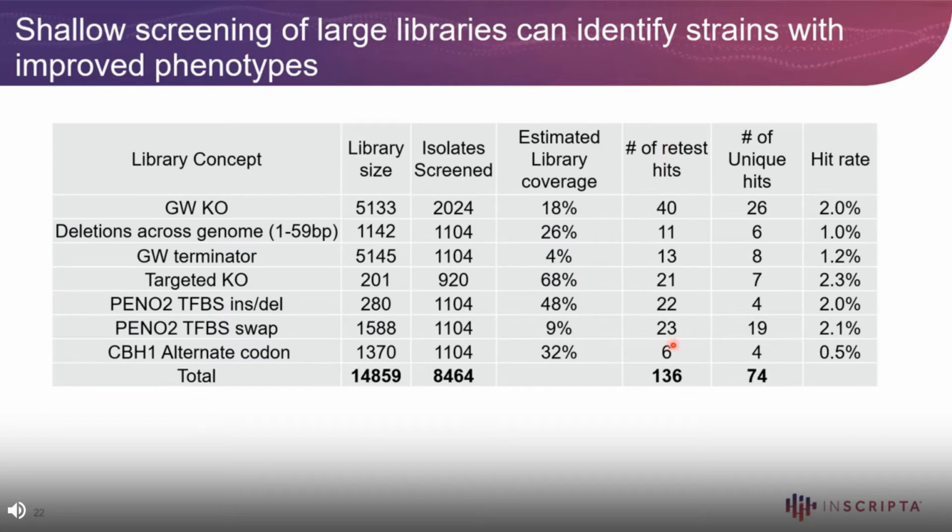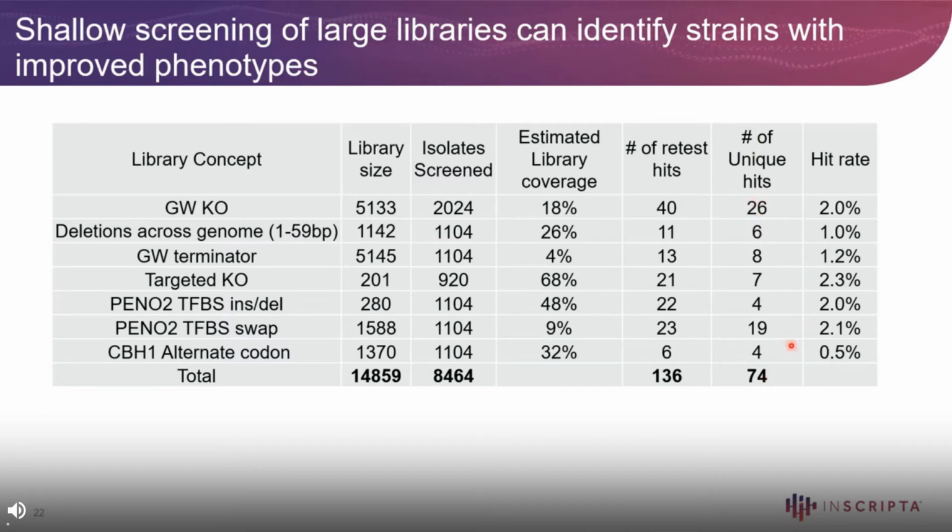So all of these libraries go through a primary screen. We take those hits we identify, they go through a retest in quadruplicate so that we can confirm that they're indeed hits, and then also get some statistics on those hits. And this is showing the number of unique edits from each one of these different libraries. So some of the smaller libraries where we do fairly deep screening, you can see that we're pulling out the same hits multiple times, whereas that's not true for some of the larger libraries.